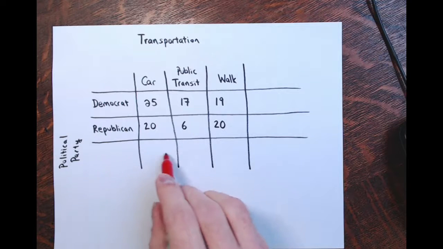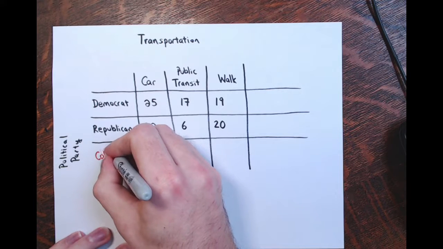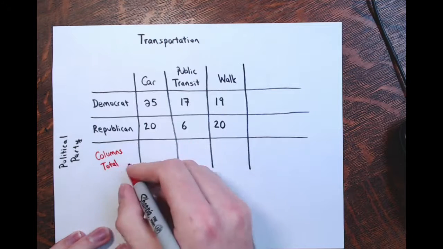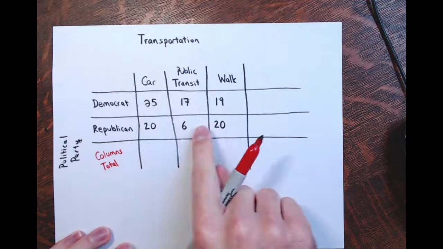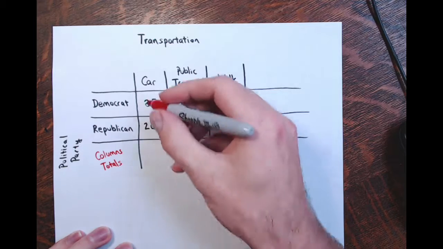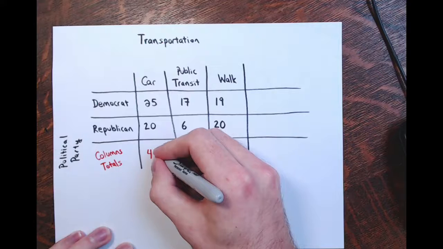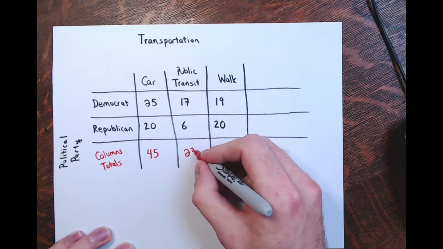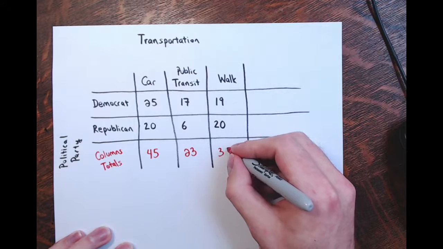Down this row here, I'm going to put the totals of the columns. And I'm doing this in a different color because this technically isn't really part of the table. This is the main table with the observed values from this sample. The total number of people that took a car in this sample was 45. The total number of people that took public transportation was 23. And the total number of people who walked is 39.